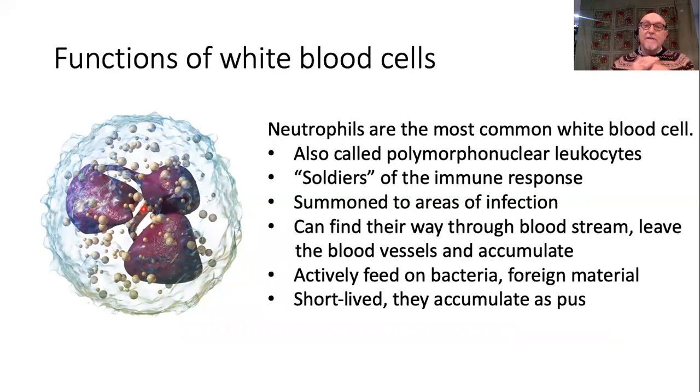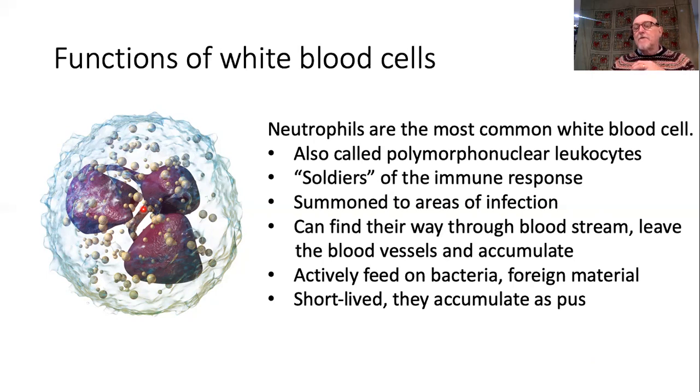And they are called to a site of infection. If you have bacteria present under your skin, the immune system has ways of calling the neutrophils, all the neutrophils in the body, to come and congregate around the site of infection. They get there in the blood circulatory system. And once they arrive at the site of infection, they can actually creep out of the blood vessels and into the tissues to begin the work of attacking the pathogens. They actively feed. They are like little amoebae. They actively feed on bacteria.